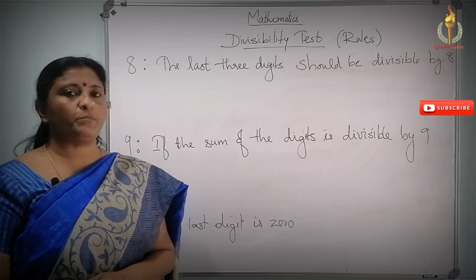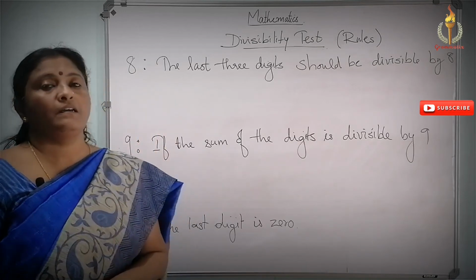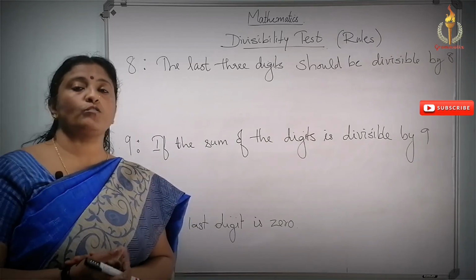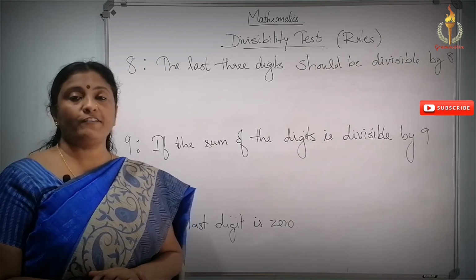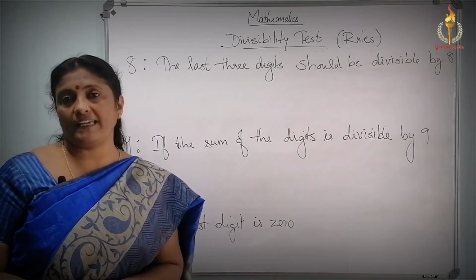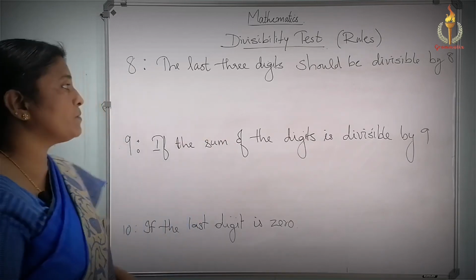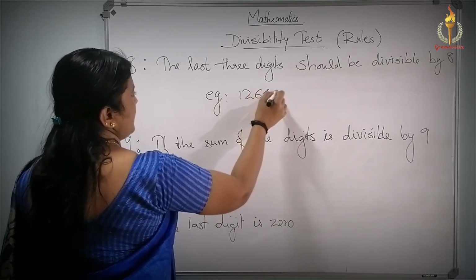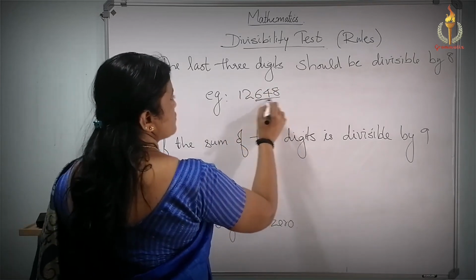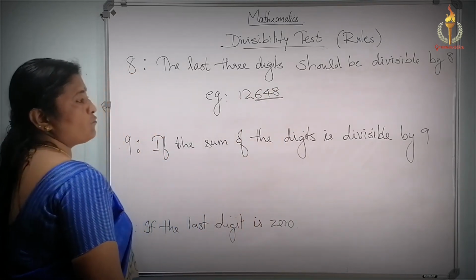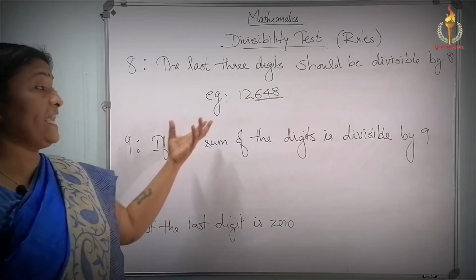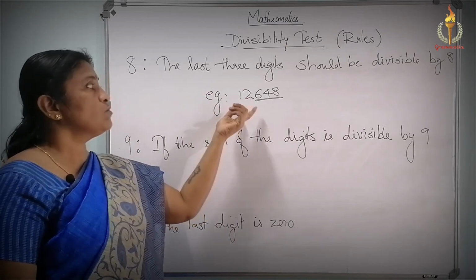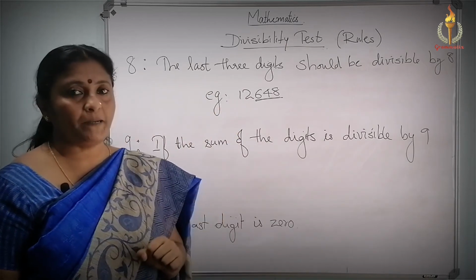Moving on to the divisibility test for 8. The divisibility test of 8 says that if a number is given to you, you have to look at the last 3 digits, and if the last 3 digits are divisible by 8, then the whole number is divisible by 8. For example, if I am giving 12648, you need to go for 648. You have to see whether 648 is divisible by 8 or not. Obviously it is divisible by 8, it is 81 times. So 12648 is divisible by 8.